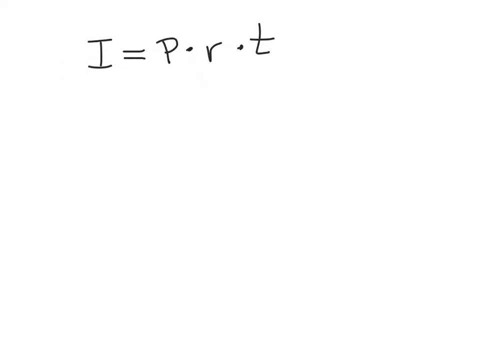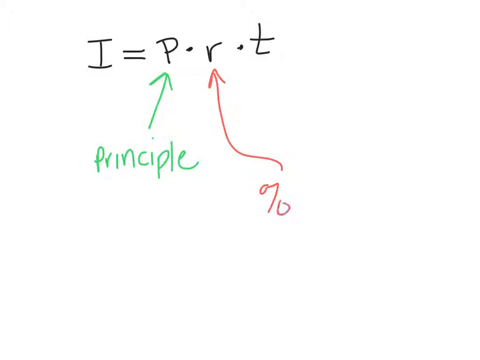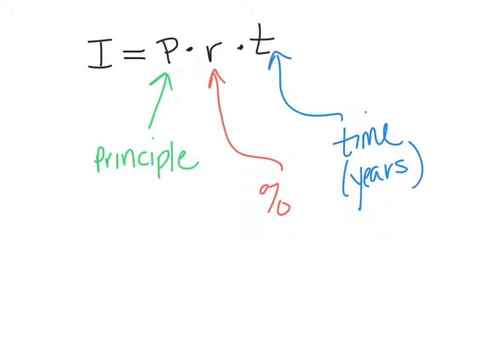In this lesson, we are going to take a look at some problems involving simple interest. So the formula for simple interest is interest equals principal, which is your beginning balance, times rate, which is the percentage, times time. And time is going to be measured in years for these types of problems. So that's the formula. We're going to take a look at some examples and how to plug the numbers into the formula.